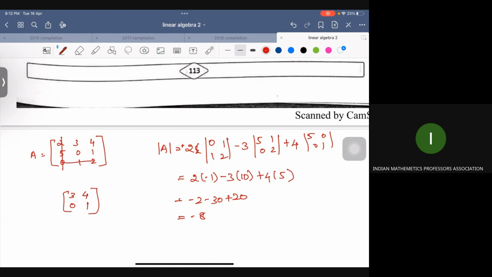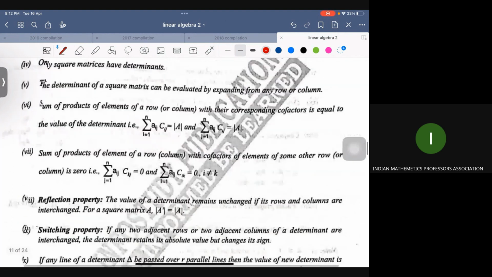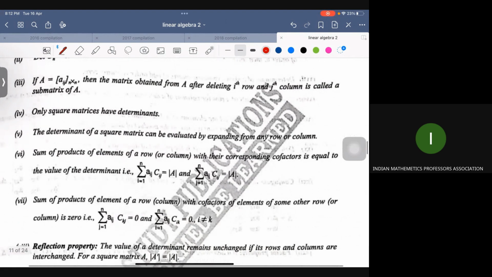If I am deleting the second row and second column, I will get the matrix 2 4 0 2. It is a submatrix. So for any matrix, deleting the ith row and jth column gives a submatrix. Only square matrices have determinants, so we can find the determinant only for a square matrix.